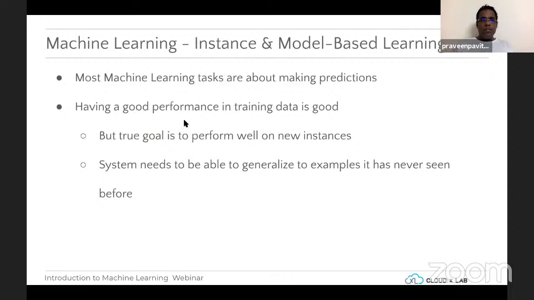Okay, so as we said before, most machine learning tasks are about making predictions. If you have good performance on training data, that's good. But what you really want is for whichever model you've created to work very well on new instances. So you want to create a model that is well generalized. You don't want a model that works only on your training data. You also want it to work on any data that you get later.